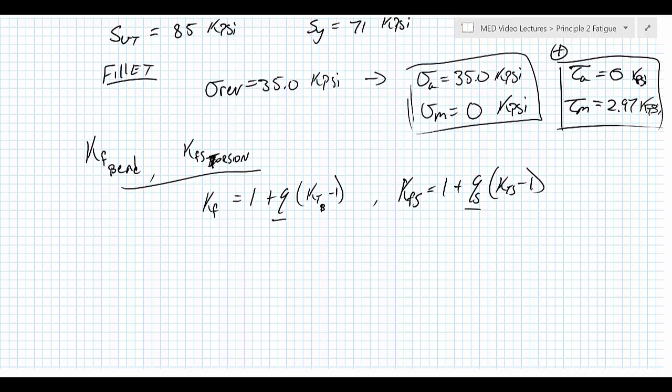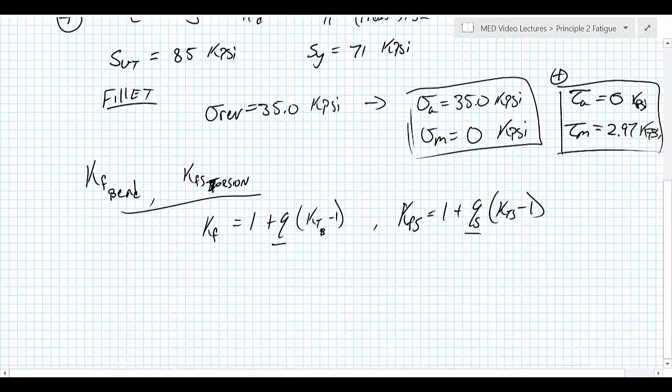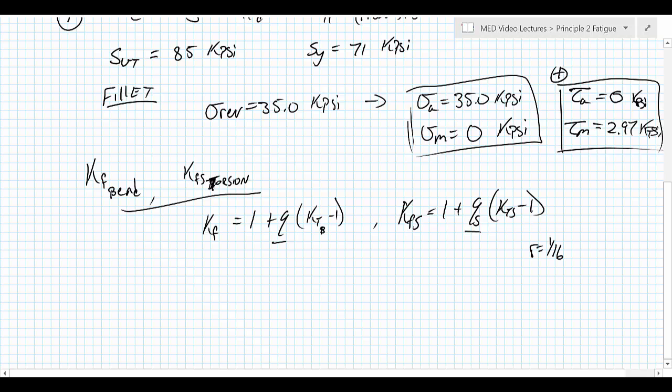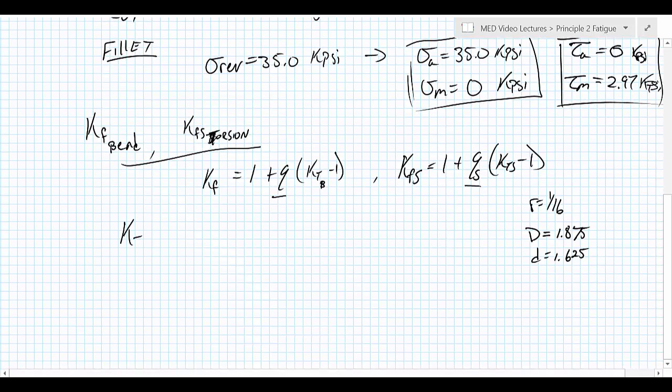So the radius in this problem, our notch, is 1/16 of an inch. The big diameter that it jumps between is 1.875. The little diameter is what we used before, 1.625 inches. And we can use these values to find our Kts and qs in a way that we've done several times now. I'm not going to do that again in front of you. But if you look up the theoretical stress concentrations from the figures in the back of the book, you'll find Kt for bending at a fillet location to be about 1.95, and Kts to be about 1.6.